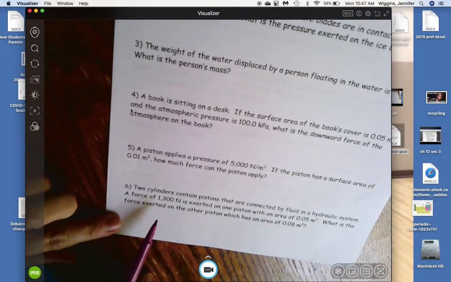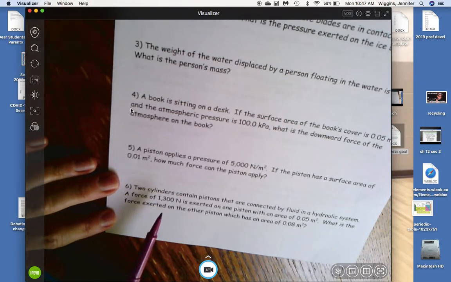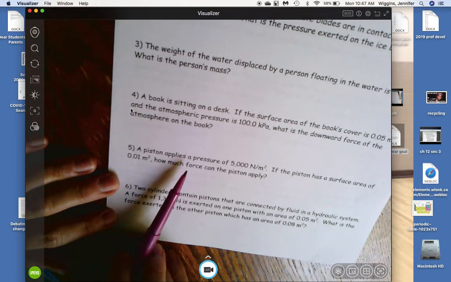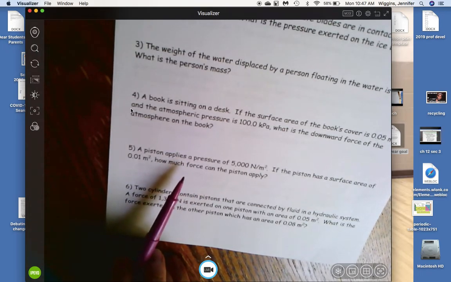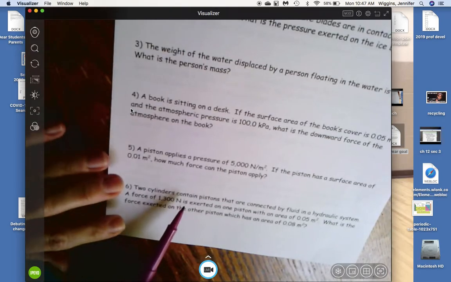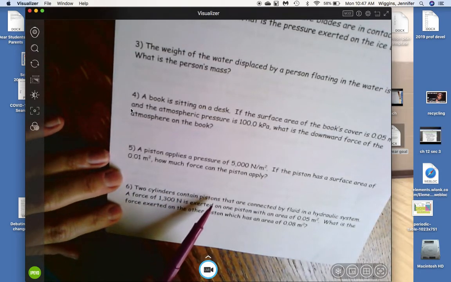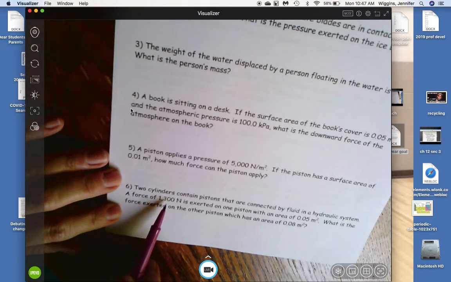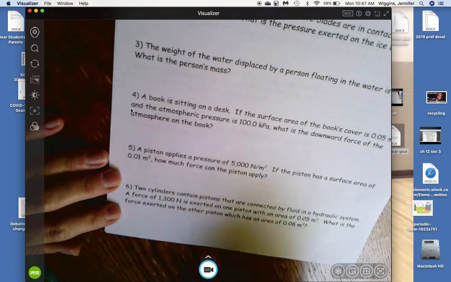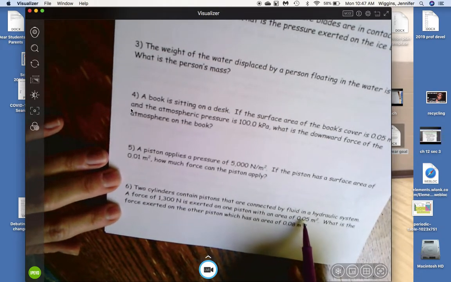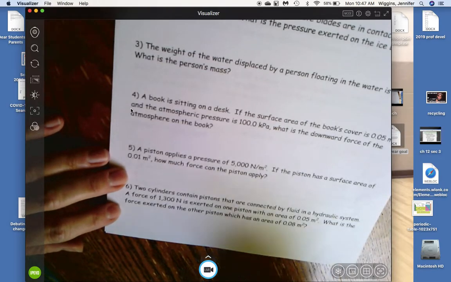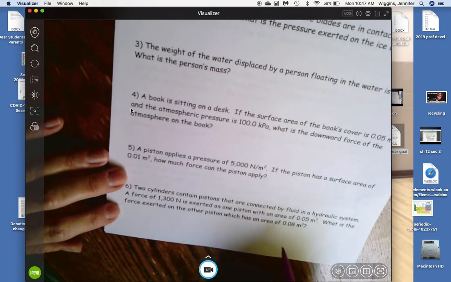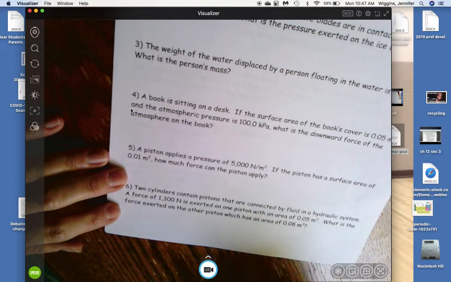Number 6. Now number 5 is one piston, so you're just going to use the actual pressure formula. But this one here is two cylinders that contain pistons connected by fluid in a hydraulic system. A force of 1,300 newtons is exerted on one piston with an area of 0.05 meters squared. What is the force exerted on the other piston, which has an area of 0.08 meters squared?